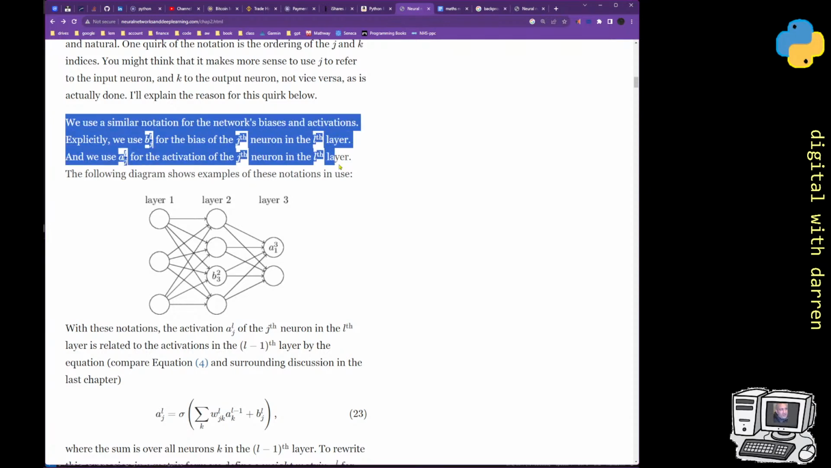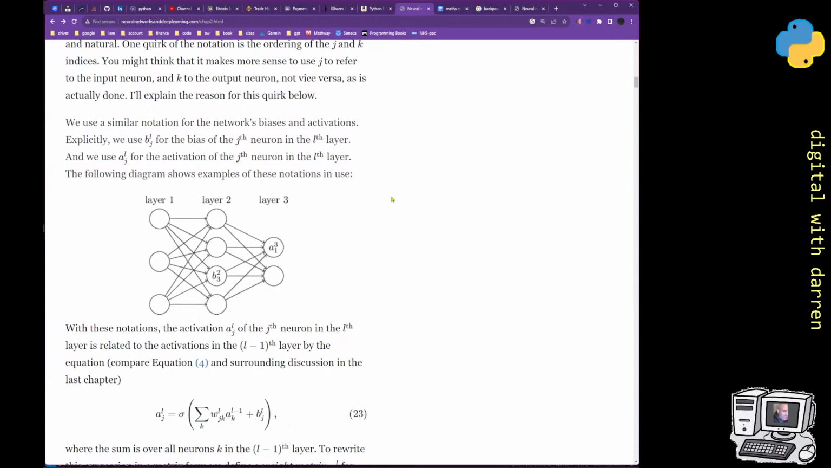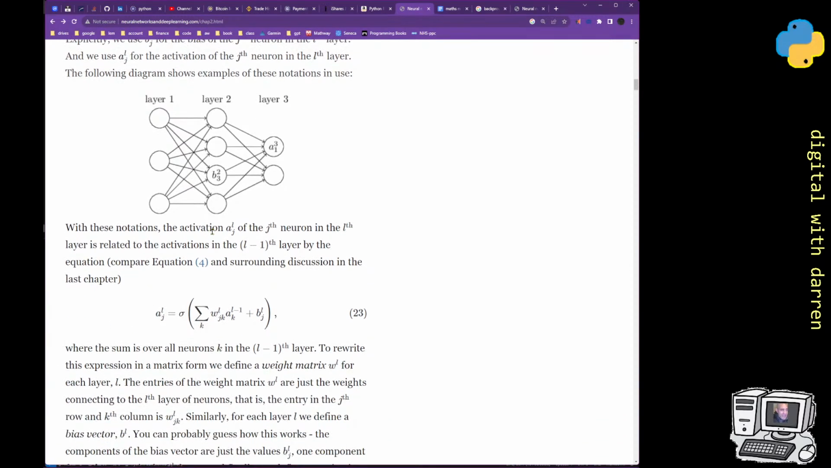We use a simple notation for the biases. The following diagram shows examples of these notations in use. With these notations, the activation a_j^l of the jth neuron in the lth layer is related to the activations in the (l-1)th layer by the equation, and that's the beauty of this.